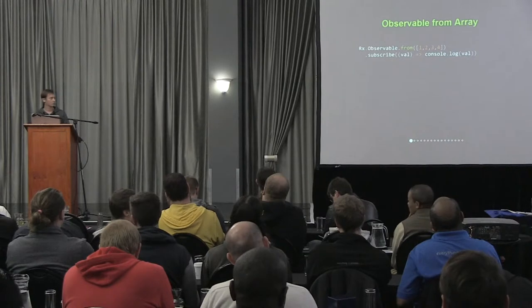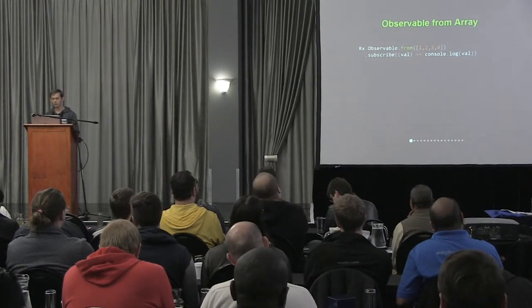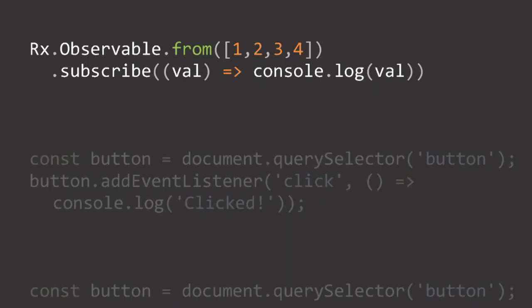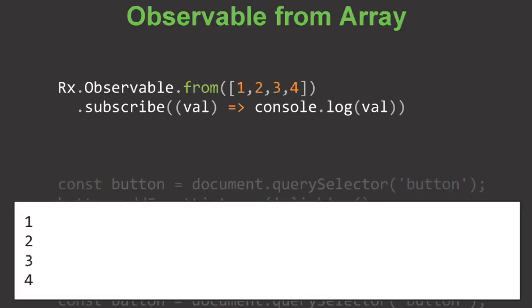So let's take a look at some quick examples. The first example that you will always see on every RxJS tutorial is how to create a stream from an array. We do that by saying observable.from, and we give it the array, and we can then say .subscribe. The function that we pass into subscribe will get called once for each item in the stream. So the output of that would look something like this. We'll just print out each item in the array.